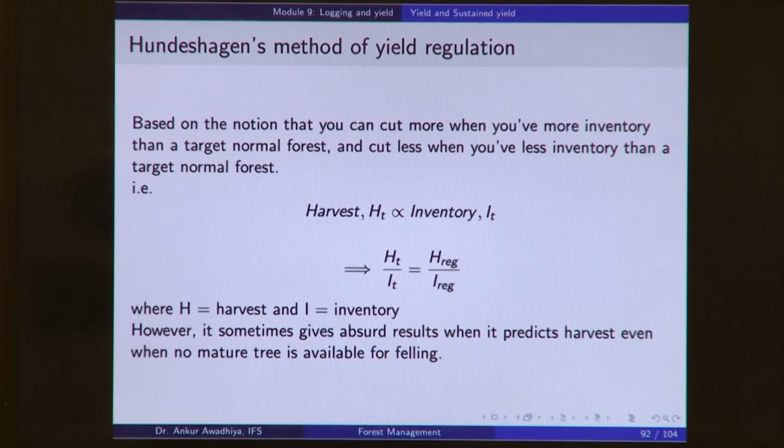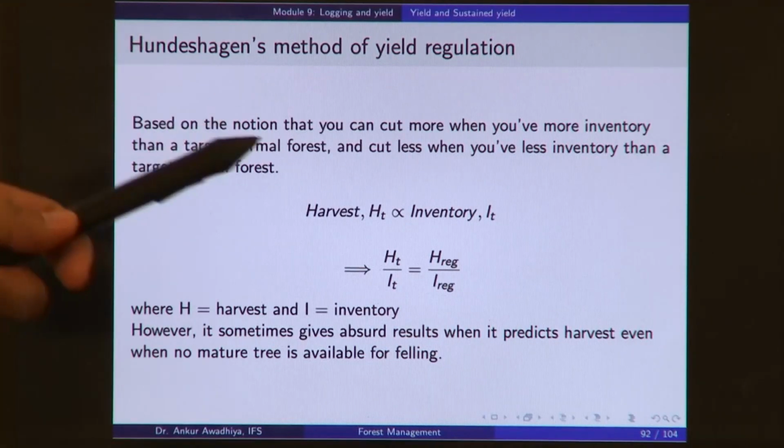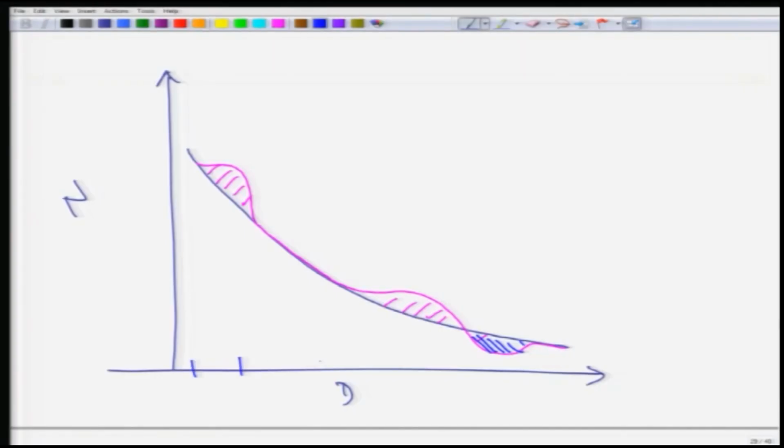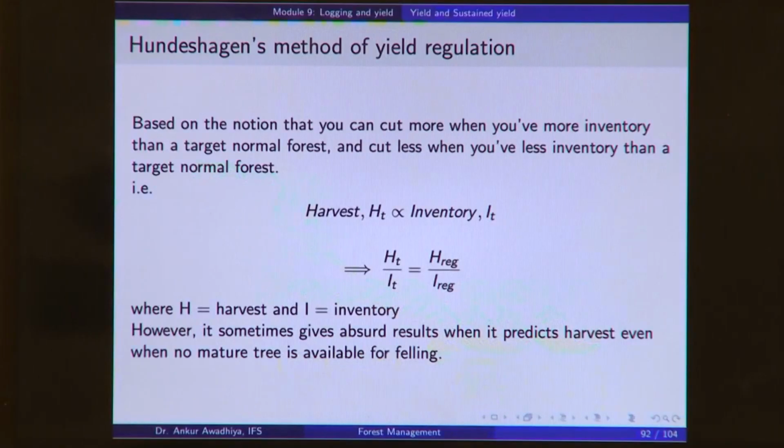and it goes on like this in perpetuity. Now, this method says that when you have more inventory, now in the case of our selection forest, we are looking at inventory in different diameter classes or age classes. But in the case of the Hundeshagen-Huggins method, they only talk about the total inventory, the total volume of timber that is available in your forest.